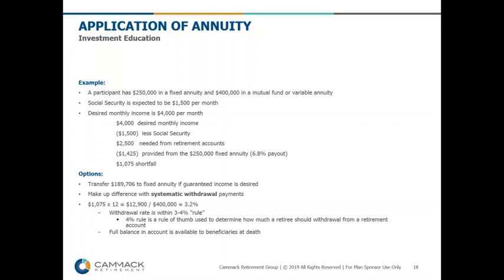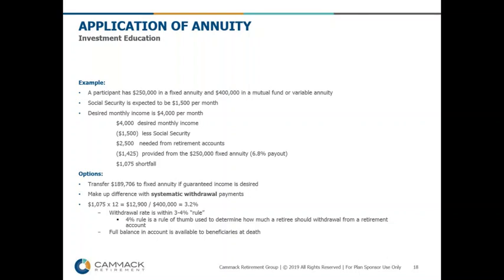Another option is they could do systematic withdrawals. So systematic withdrawal, in this case, they would say, give me $1,075 a month. If you multiply that by 12, that's $12,900, and we divide that by the balance of $400,000, then they're basically taking out 3.2%. So 3.2% is actually an acceptable amount. You see the bullet below that, it says the rate is within 3 to 4%.